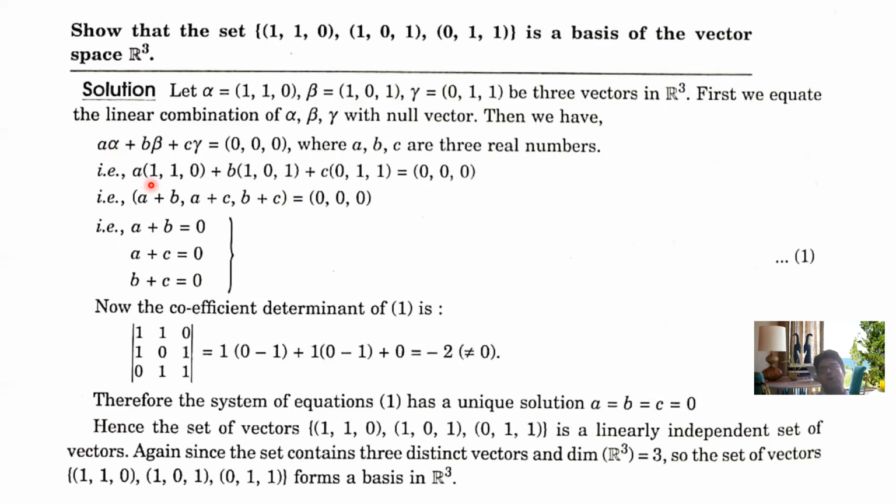First part, already you know how to prove linearly independent or dependent. So that is A times 1 1 0 plus B times 1 0 1 plus C times 0 1 1. After simplification, what we have? A plus B, A plus C, B plus C equals 0 0 0. That is A plus B equals 0, A plus C equals 0, B plus C equals 0. There are three unknowns and three equations, so by Cramer's rule, if the determinant value is not equal to 0, then the solution of the homogeneous equation is 0. Now let's see the determinant of the coefficients.